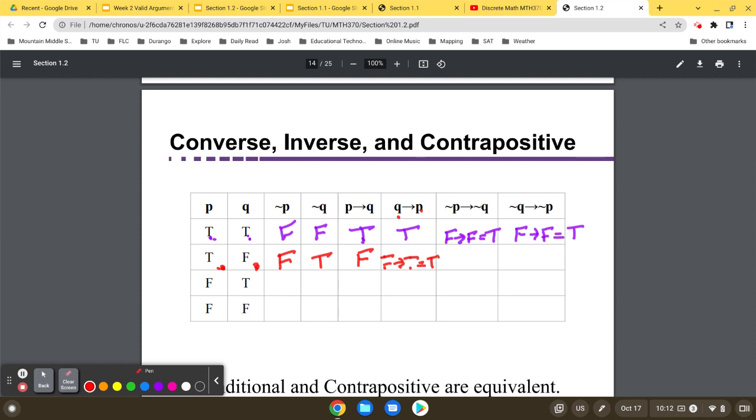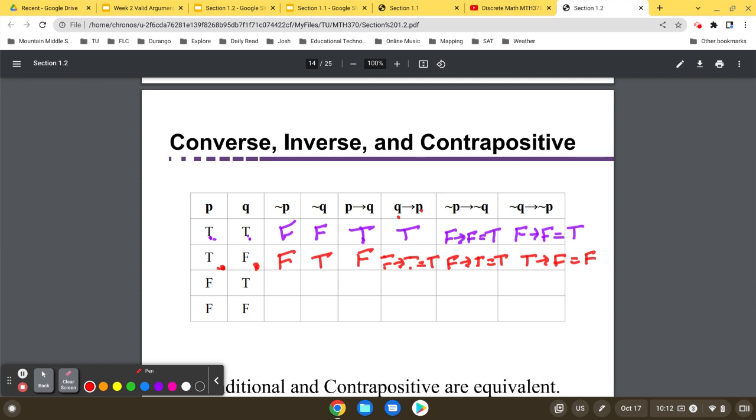All right. On the next one, I have a false going to a true also. So not P goes to not Q. That's a true. And then I have not Q implies not P. And so that would be equal to a false. All right, keep cruising along right here.